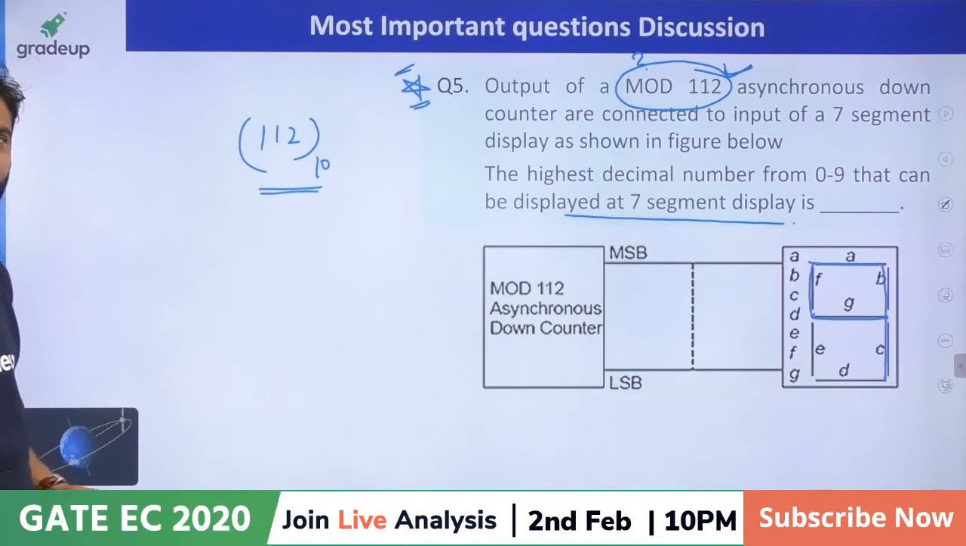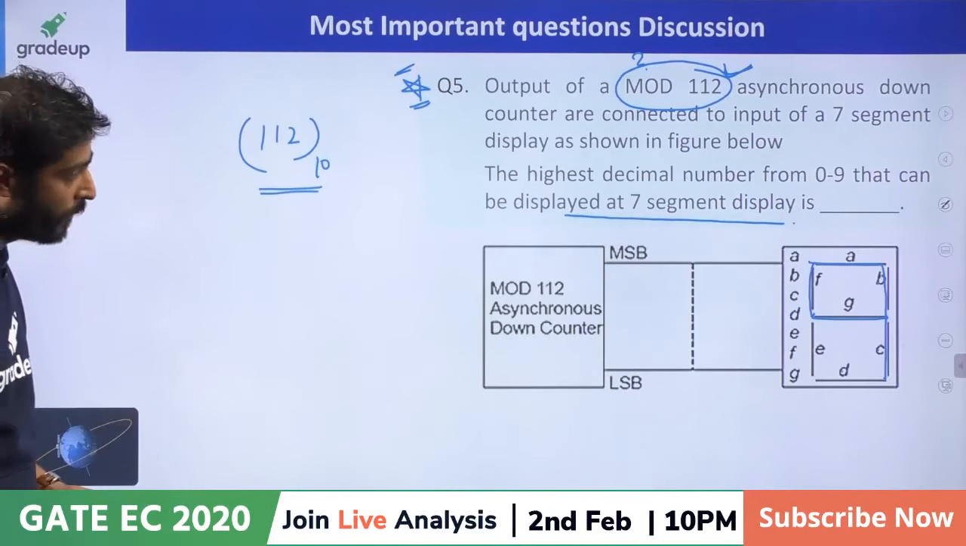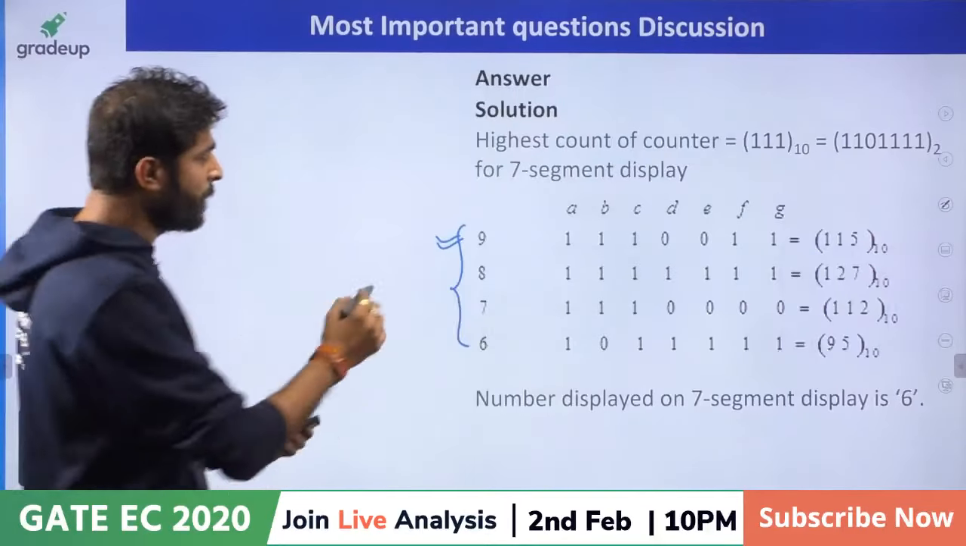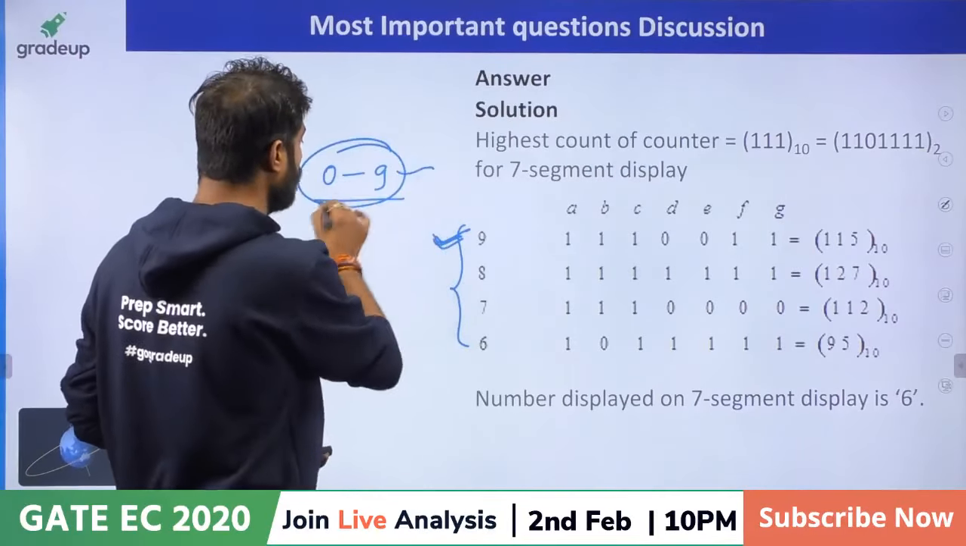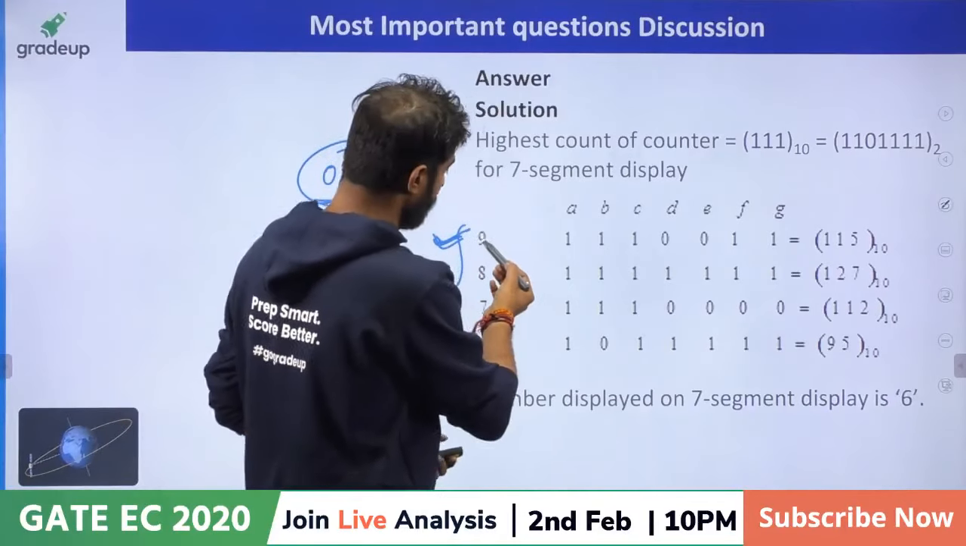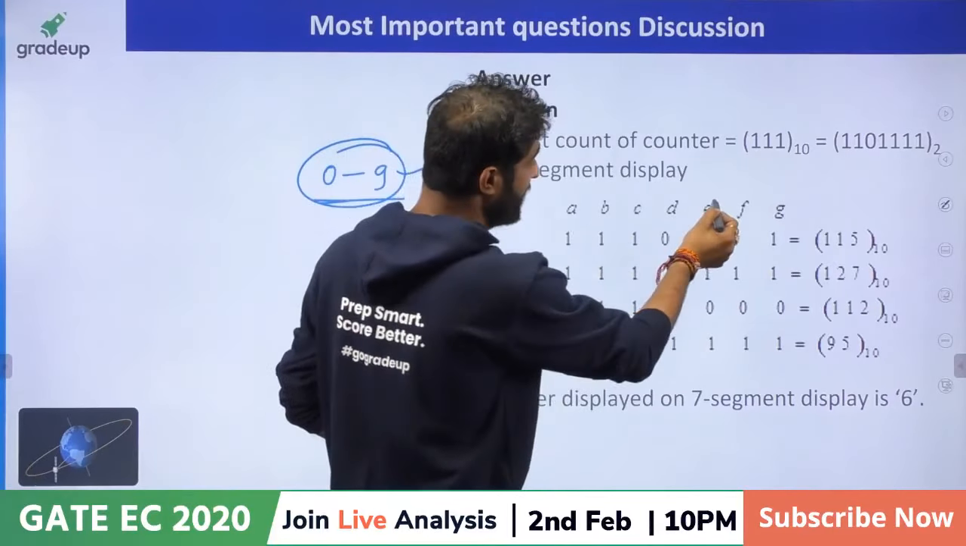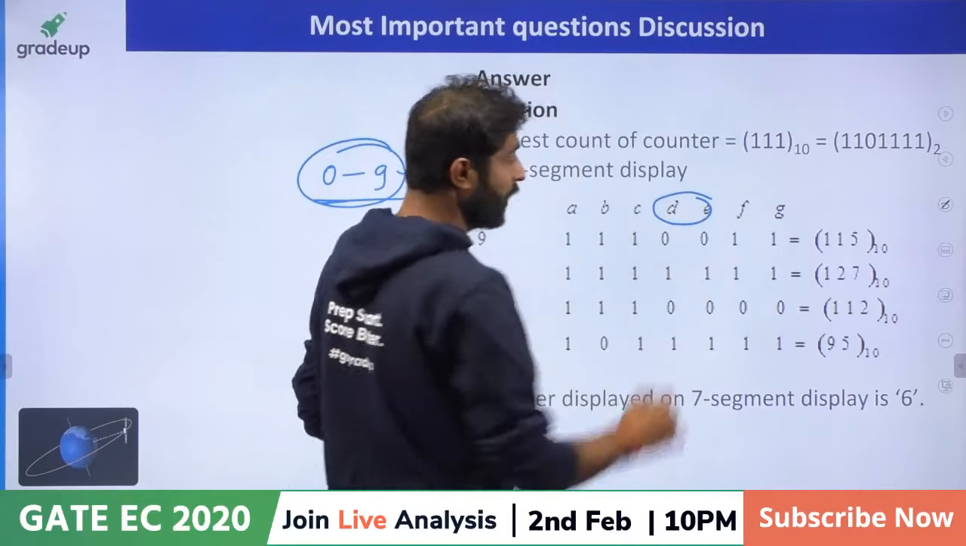Sweta, your answer is wrong. Ritvika, your answer is also wrong. If you think of 9 as the maximum value, because we are writing 0 to 9, then the maximum value will be 9. D and E have the 0 value, otherwise all values are 1.